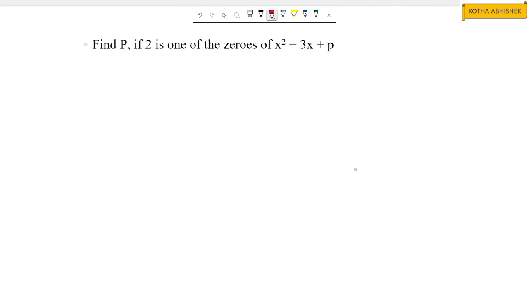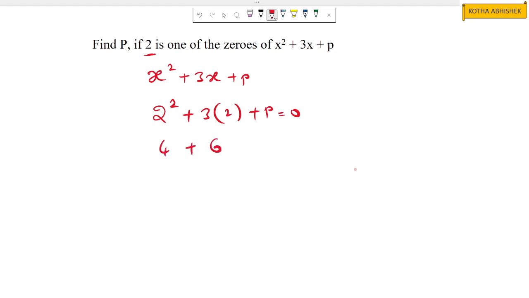Find p if 2 is one of the zeros of x square plus 3x plus c. The given quadratic equation is x square plus 3x plus p. Now in the question it clearly mentions that 2 is one of the zeros, right? So in the place of x, substituting 2: 2 square plus 3 into 2 plus p, make it equal to 0. 2 square is 4, plus 3 2s are 6, plus p equals 0. 4 plus 6 is 10. 10 plus p equals 0, taking 10 to the right side, so p equals plus 10 becomes minus 10.